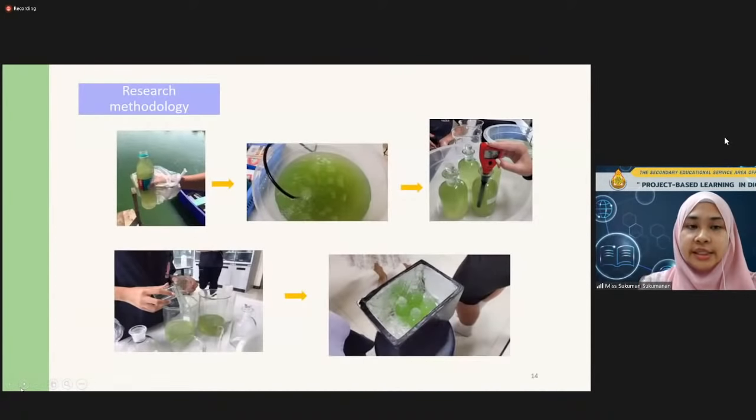And as you can see here, this is the research methodology. My students start by collecting a sample of the water in the school pond, and then they measure the quality of the water, and then they treat it, and then they measure the quality again.